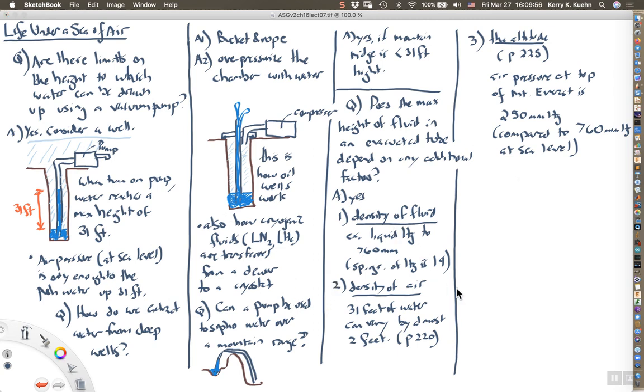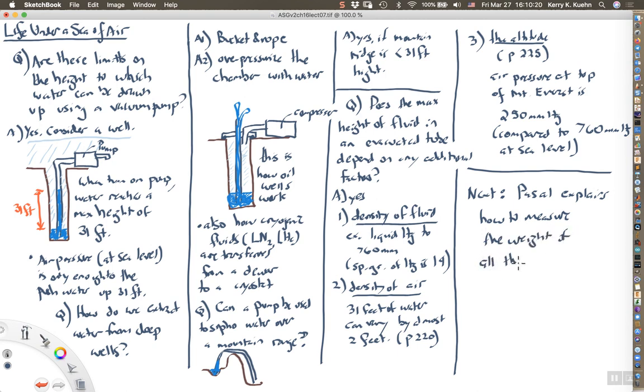So let me, I think I'll pause right there. Next time, just as a preview, I'm going to talk about how Pascal explains how to measure the weight of our entire atmosphere, of all the air around the Earth. And I will save that for next time because I'm just about out of space.